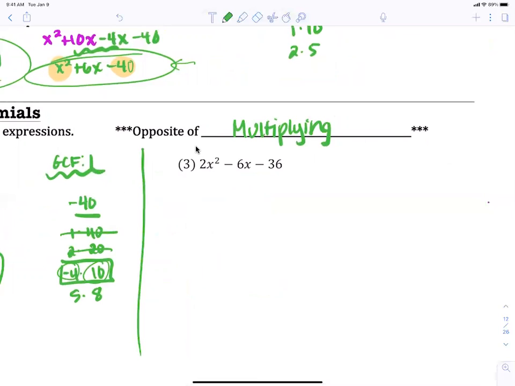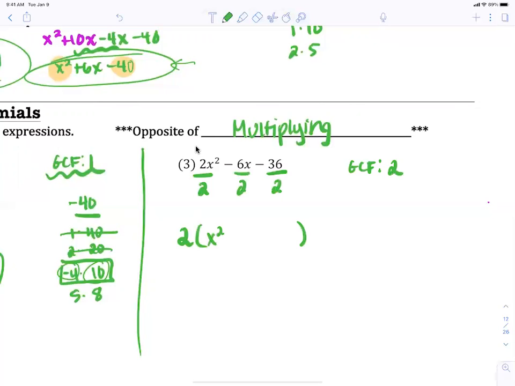it's not like I asked you to multiply these 2 factors together. But we start by factoring by first finding the GCF. And the largest number that goes into both 2, 6, and 36 is 2. Now, whatever your GCF is, we always start by dividing by that number. So I'm going to divide all of them by 2. GCF goes on the outside, and the remainders go back on the inside.